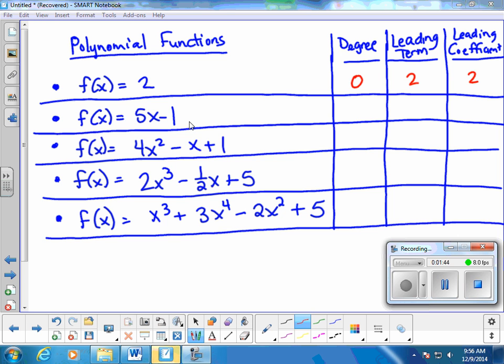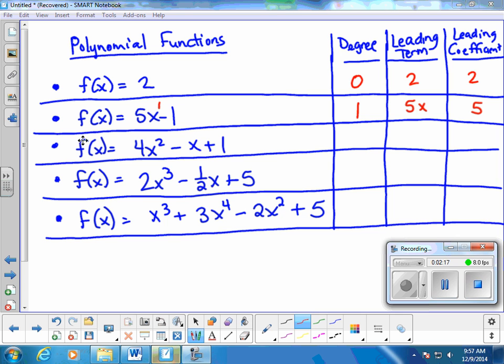Let's look at the next one. In this polynomial function, 5x minus 1, this is actually a linear function. The degree is the exponent of the variable. So x is to the first power, so the degree is going to be 1. The degree of this term is 1. The degree of this term is 0, so we use the higher of the two. So our leading term is 5x, and the leading coefficient, the coefficient being the number in front of the variable, is just 5.